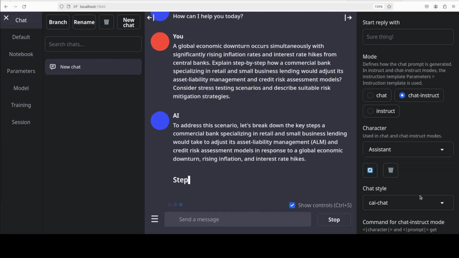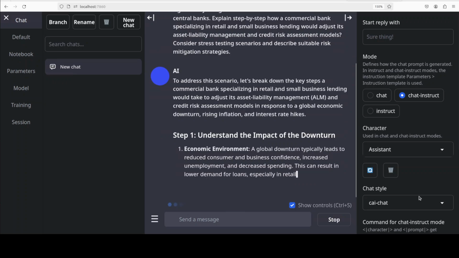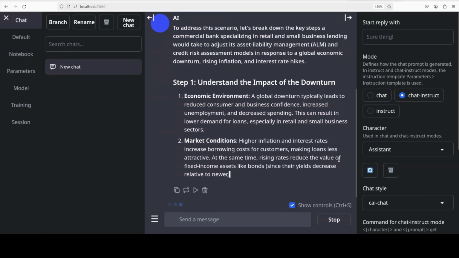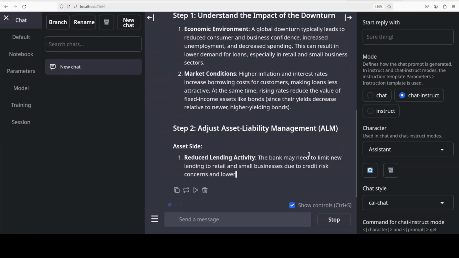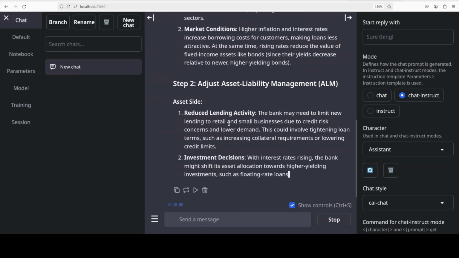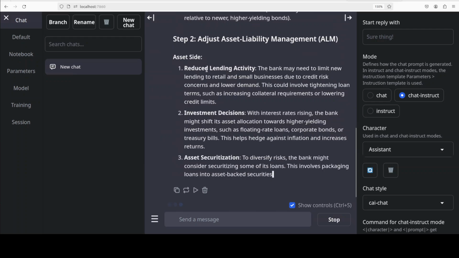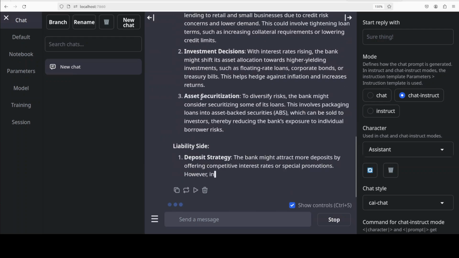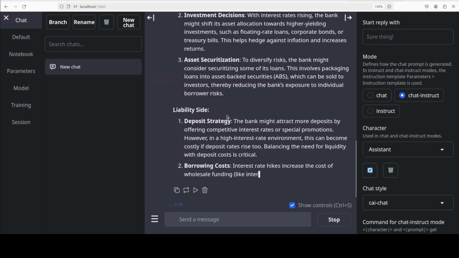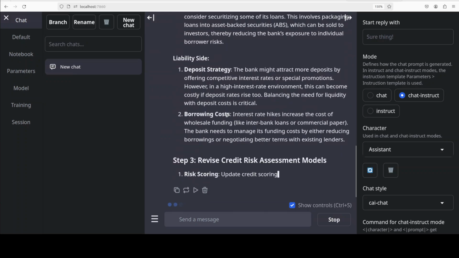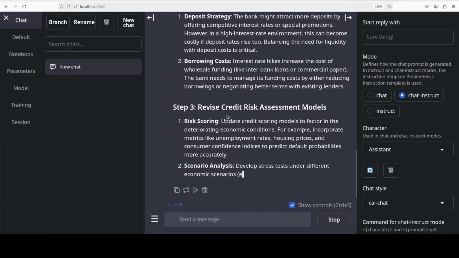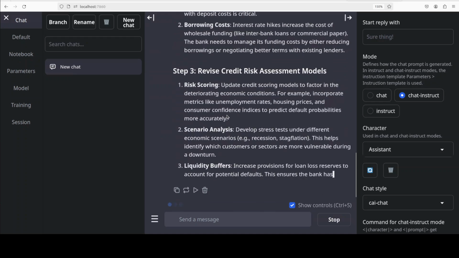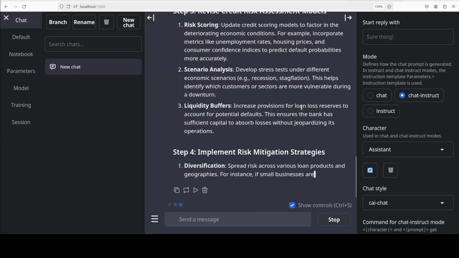There you go. So now you see it is going step by step after understanding the context. It is really good stuff. So you see it is now checking the asset side of things. It is very targeted and very grounded in financial domain. And if you're also from that domain, please also share your opinion in the comments.